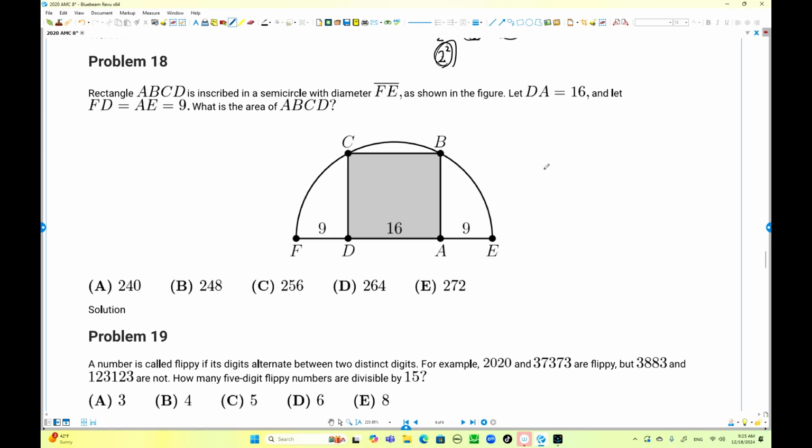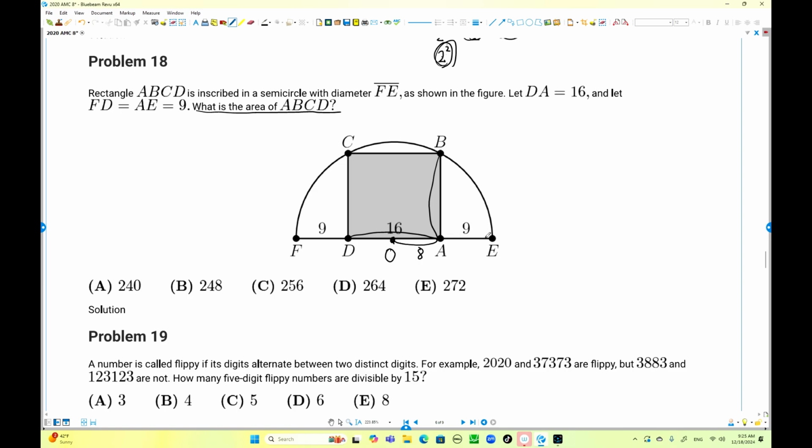Here is number 18. Yeah, all dimensions are given. What is the area of rectangle ABCD? Yeah, you got the base already. We need the height. How can I get this height? From here, that is 8, half of that, right? This is the center.